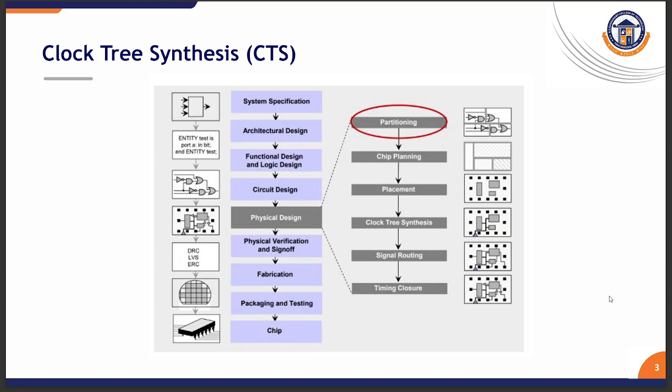So this is a VLSI design flow. Clock tree synthesis is a stage in the physical design flow. It comes after the placement and before the routing. The main goal of CTS is to deliver the clock signal to all the flip-flops in a balanced manner. This ensures all the sequential elements receive the clock at the same time.